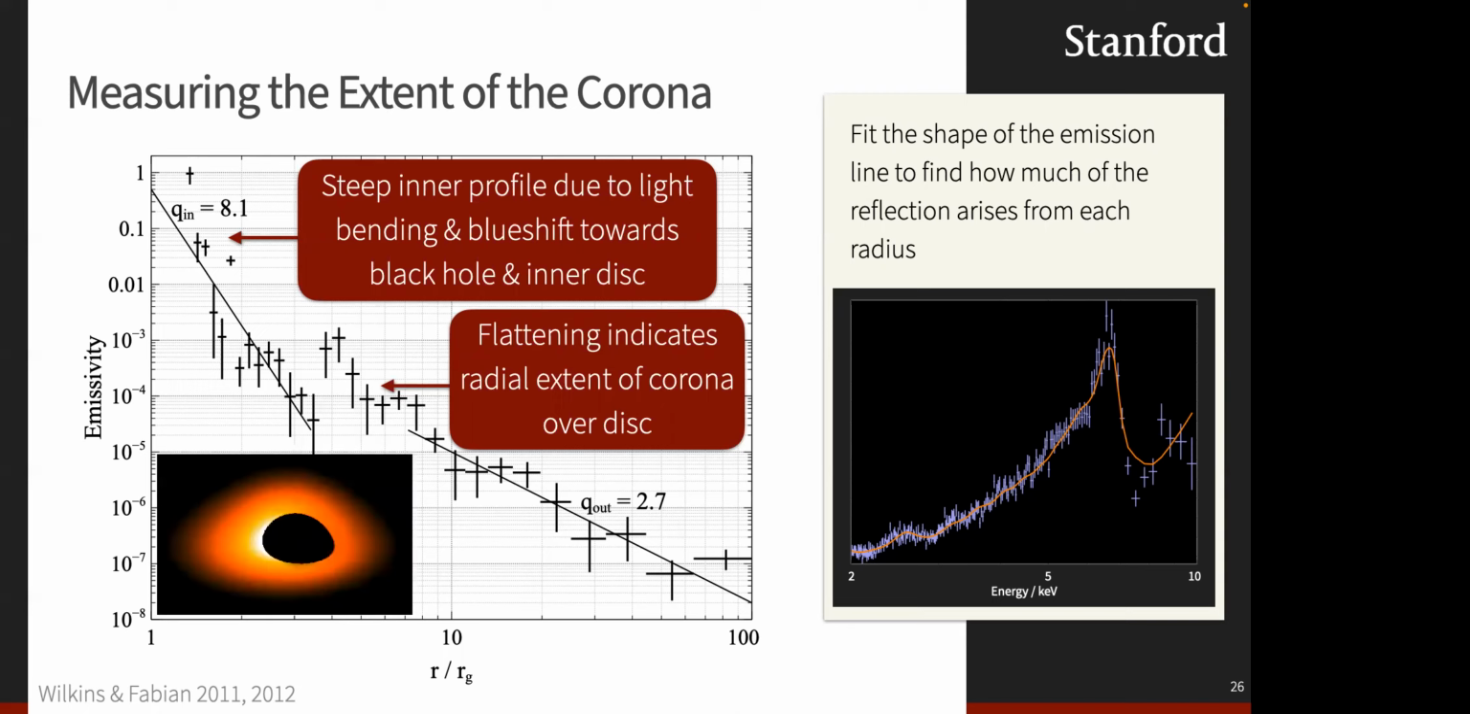And what we're doing here is kind of like a fake Event Horizon Telescope. We're reconstructing the flux as a function of radius on the accretion disk.